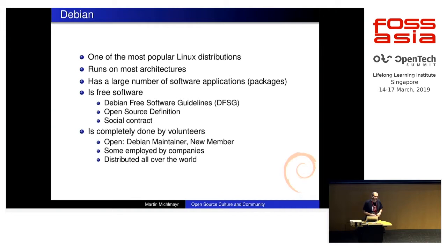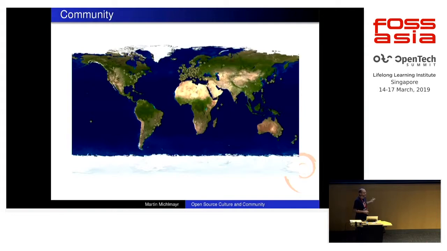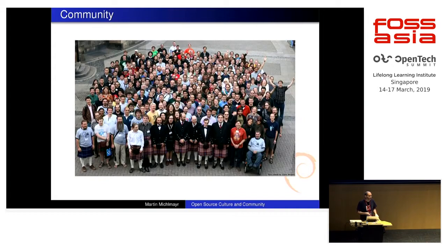You can see here a picture of the world where the various Debian developers are found. So we have a lot of people in Europe, a lot of people in America, and then we do have some people in Asia, although I'd like to see more people. Another picture is this. Once a year we have a conference, DebConf. And this is from DebConf in Edinburgh. And this is really, for me, what Debian is all about, those people.